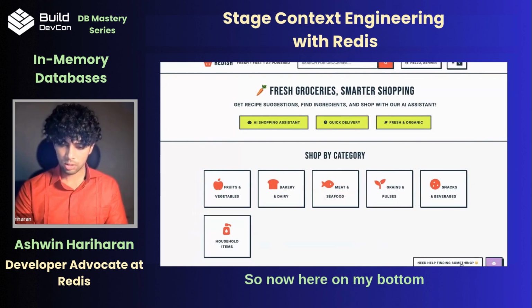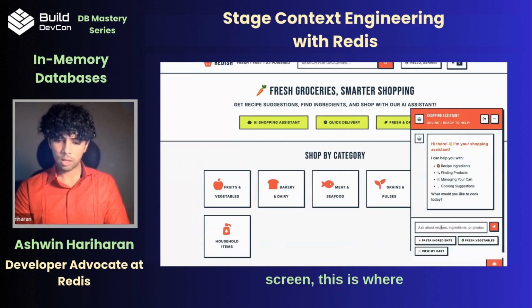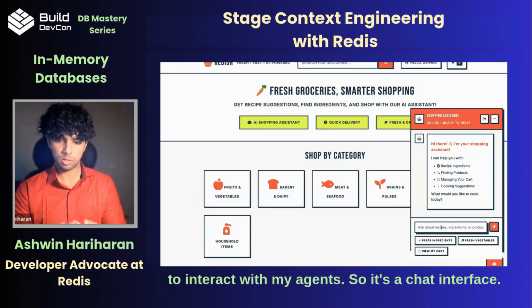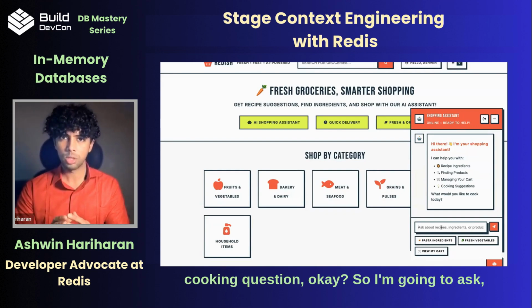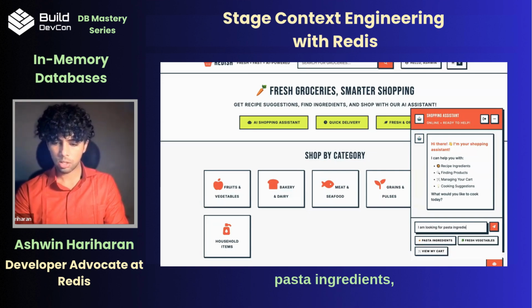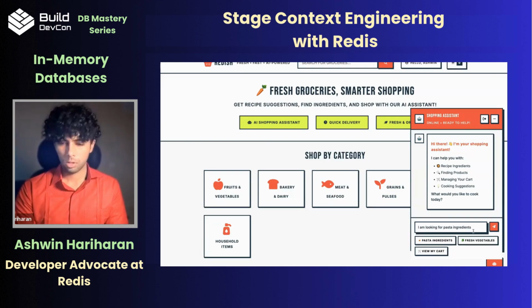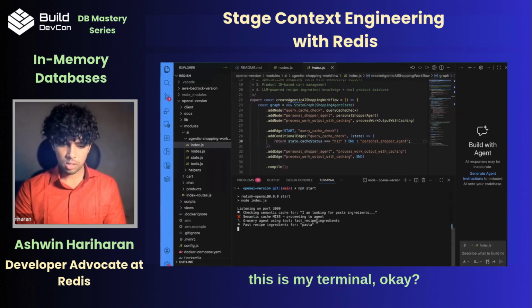So now here in the bottom left-hand corner of the screen, this is where I'm going to interact with my agent. It's a chat interface. I'm going to start with a complex cooking question. I'm going to ask, I am looking for pasta ingredients. Okay, so I've hit enter, and this is my terminal.